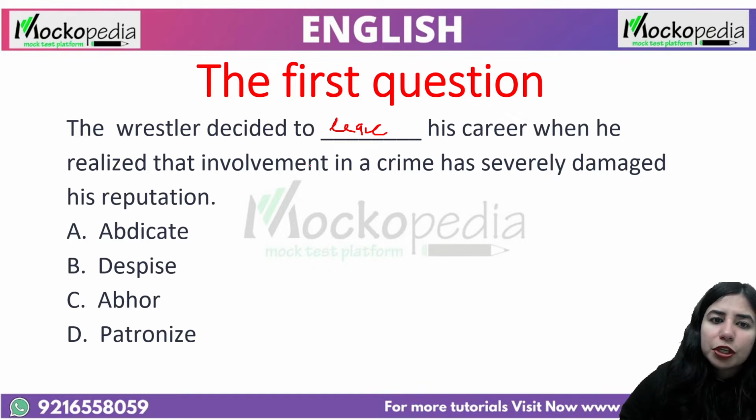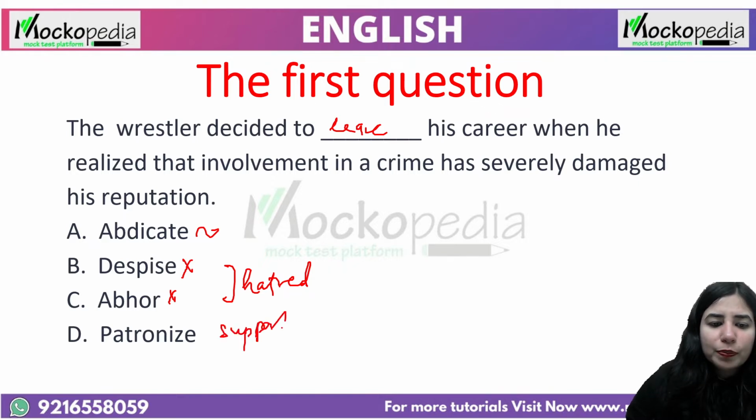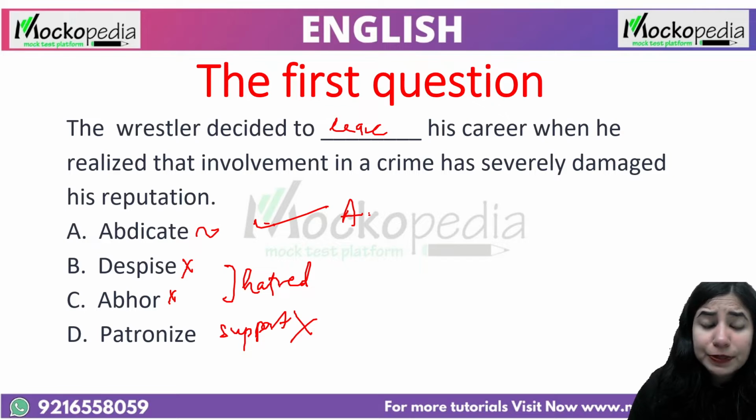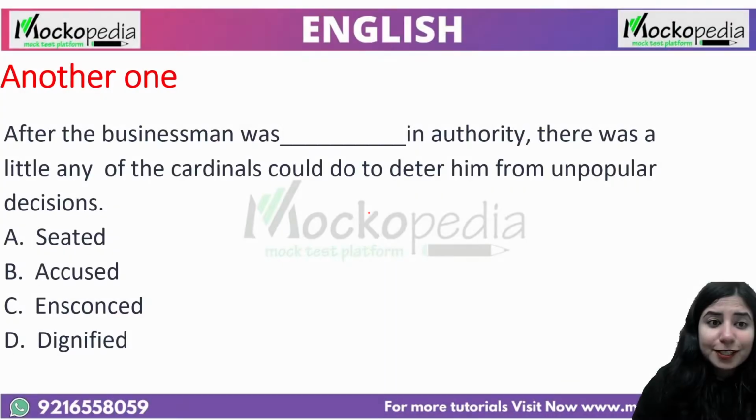So just see which word matches with the predicted word leave. Abdicate is leave. We can keep it. Despise and abhor mean hatred, right? So these words go out. Patronize is support. So this cannot be our answer either. So what would be the correct answer? A. I hope we are clear with this, right? So it's as simple as that. It did not take much time to apply the steps and see, you are reaching the accurate answers.